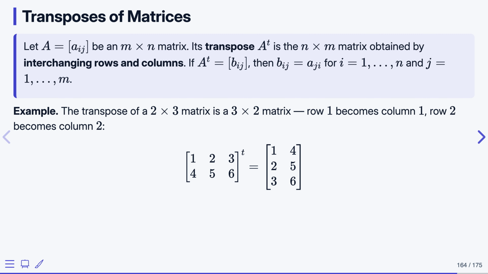Look at the example. The original is 2 by 3, with rows 1, 2, 3, and 4, 5, 6. After transposing, it becomes 3 by 2. The first row, 1, 2, 3, stands up as the first column. The second row, 4, 5, 6, becomes the second column. So the answer has rows 1, 4, 2, 5, and 3, 6.